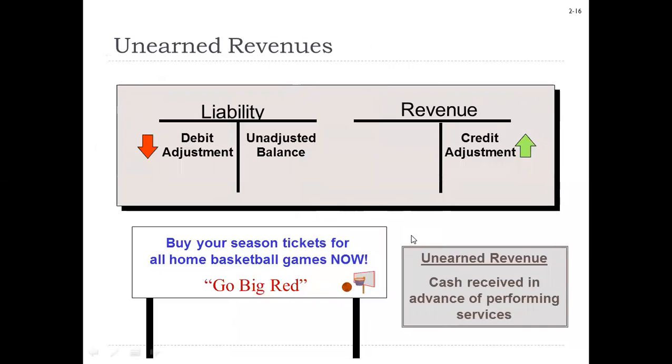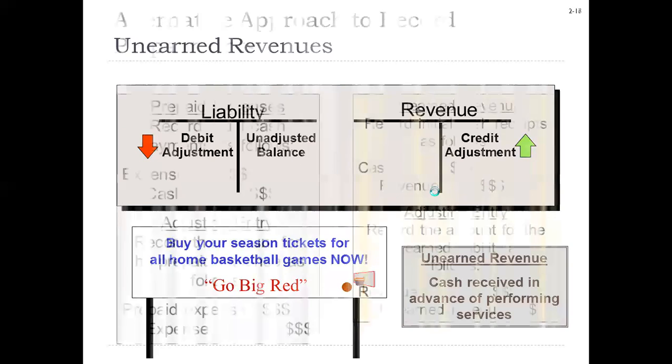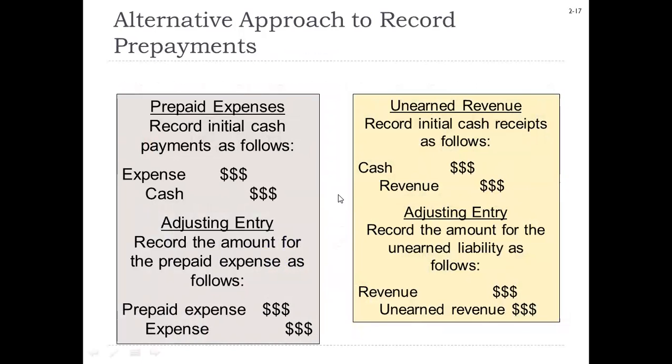Okay, unearned revenues is when a company receives cash before it provides the services or provides the products that it's selling to its customers. So they're getting money in advance. Getting money in advance, the adjusting entry is going to be a decrease in a liability and an increase in the revenue. And again, we'll go over this in more detail when we go through the homework. We won't go through the details of that right now.